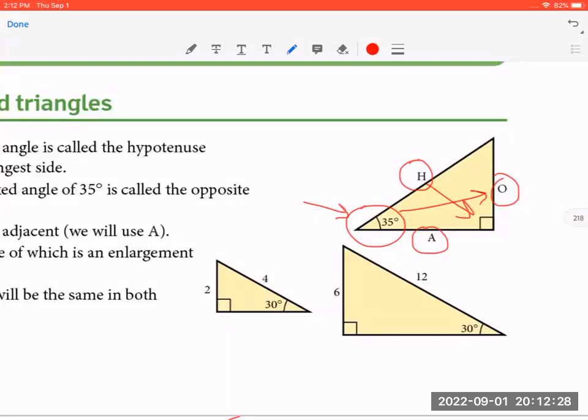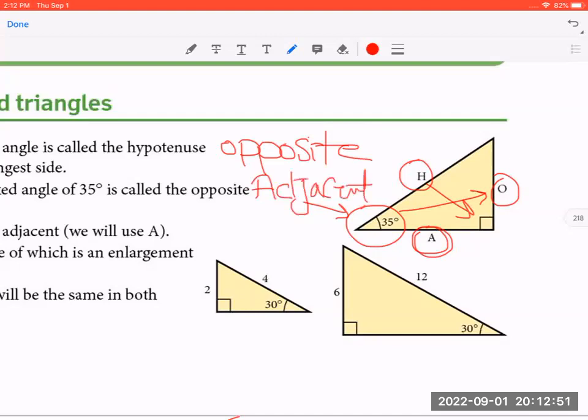What does it mean by opposite and adjacent? Opposite is the one that faces the 35. Adjacent is the one that is near the 35 or beside it. Yes, near it or beside it.